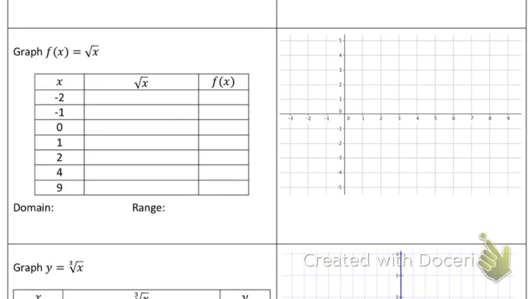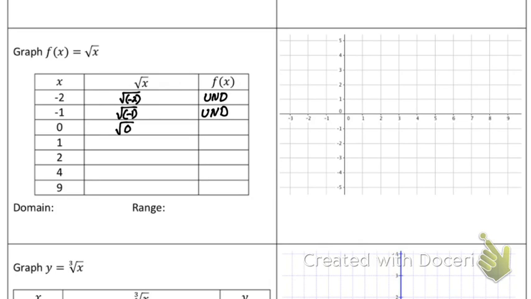Well, if I do the square root of -2, let's plug that in. Square root of -2. Does that have any real numbers as an answer? No, so we're going to say that's undefined. So I'm trying to graph this on a real plane. Well, the square root of -1, that is also undefined.